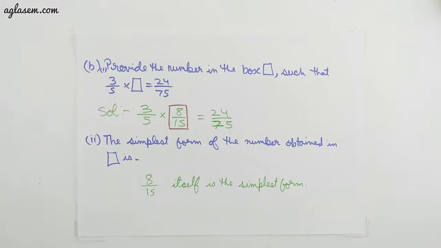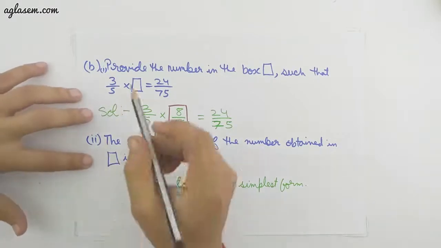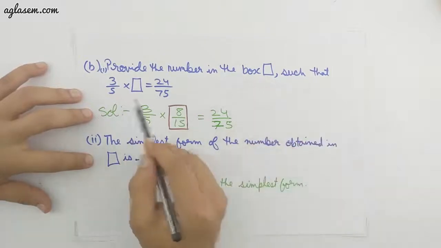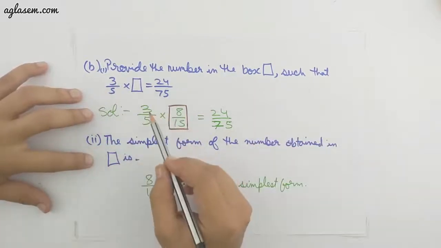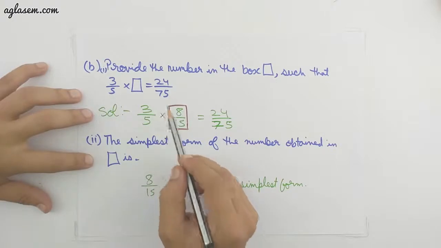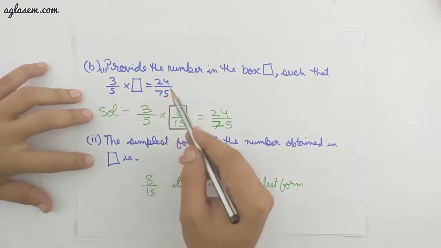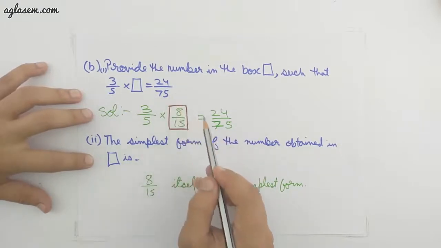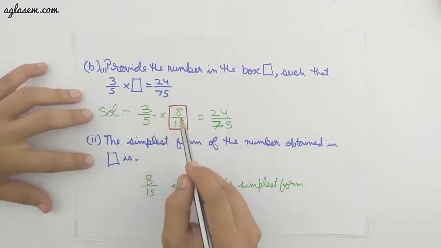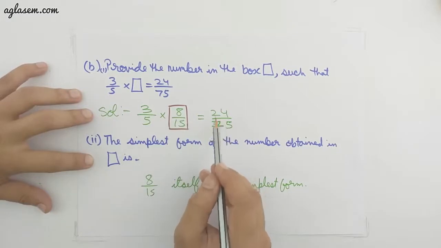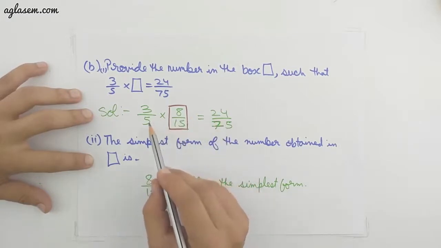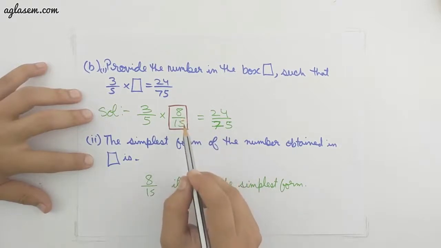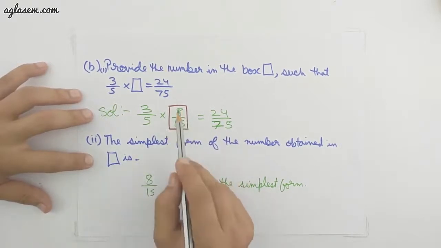Well, this question has subparts as well. This is the B part. So in this also, provide the number in the box such that the equation will be balanced. So 3 by 5 will be multiplied by some fraction so that the answer will be 24 upon 75. So to get 24, we have to multiply 3 with 8. 8 threes are 24, and we have to multiply 5 with 15 so that we can get 75. So 8 by 15 is the answer which will come in the box.